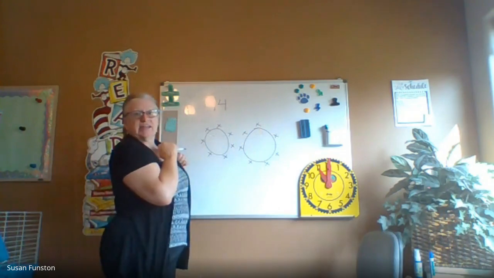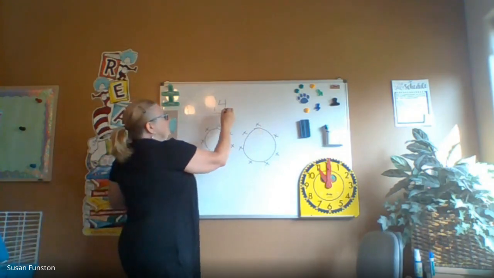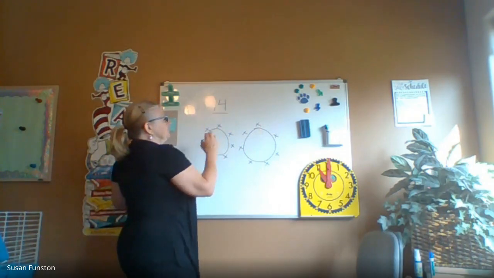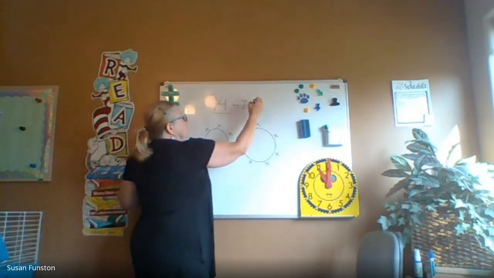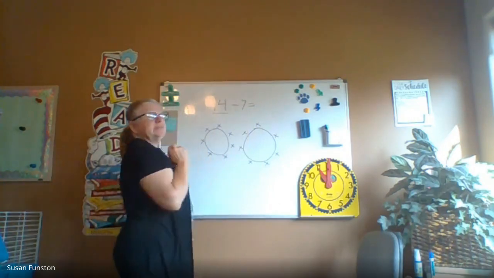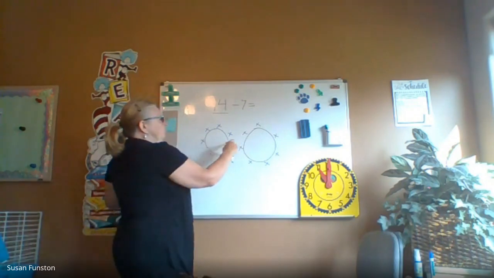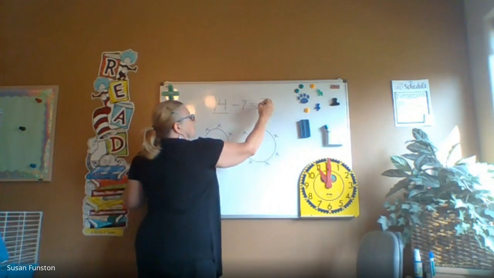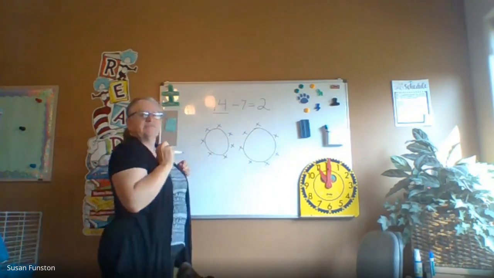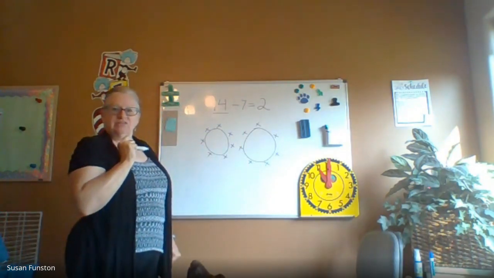How many did I need altogether? 14. So 14, I divided them into groups of 7. And then how many tables did I need? I needed 2 tables of 7, or 2 groups of 7. So 14 divided by 7 is 2.